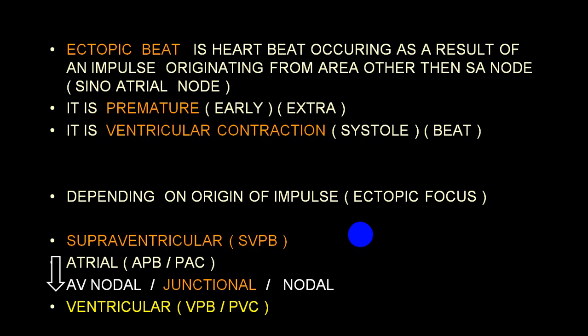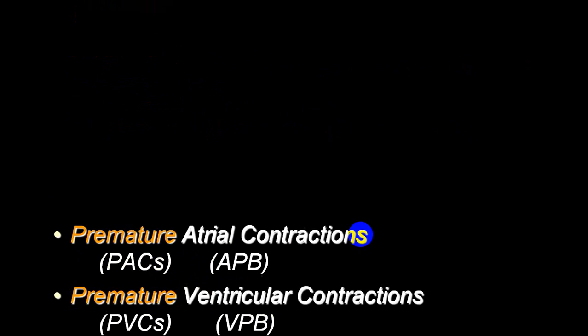If it is coming from above the ventricle, we have two foci, one atrial and the second from the AV node. So we call it an atrial premature beat or premature atrial contraction. And if it is coming from the AV node, we call it an AV nodal premature beat, junctional premature beat, or nodal premature beat. Both these together can be called a supraventricular premature beat. But if it is coming from the ventricle, then we call it a ventricular premature beat or ventricular premature contraction.